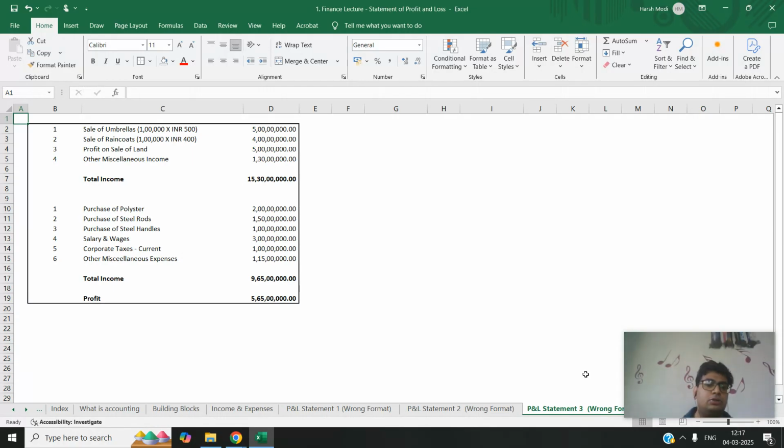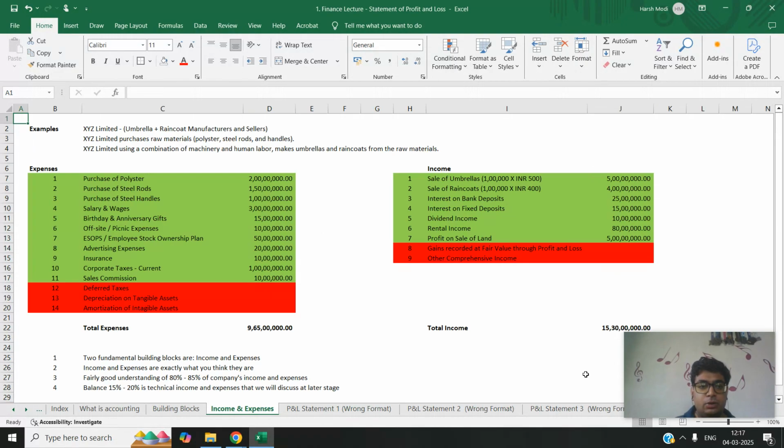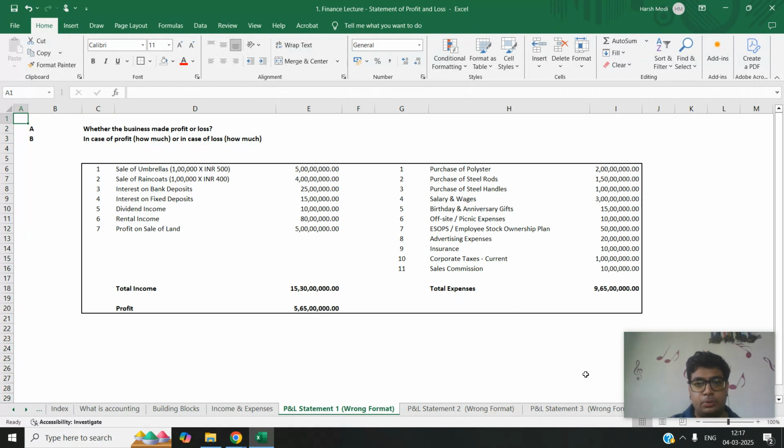So now that we have a fair bit of idea what a statement of profit and loss is, which as we know is a statement that answers two fundamental questions, whether the business made a profit or loss, and in either scenario how much. And we also have prepared a statement of profit and loss for XYZ Limited, although in an incorrect format. Let's now present the statement of profit and loss in the correct format.